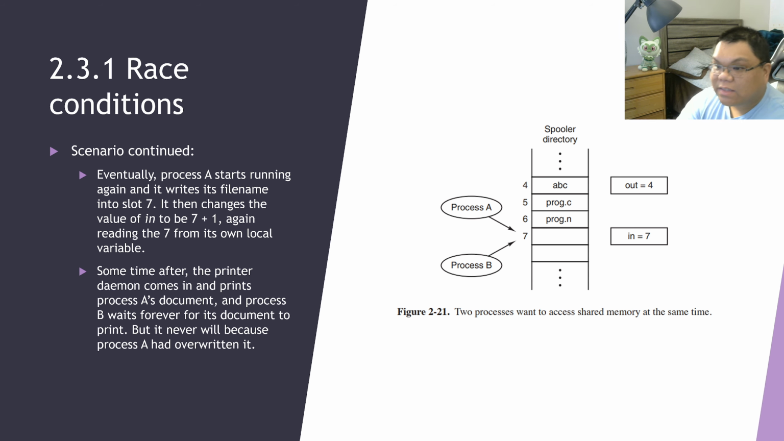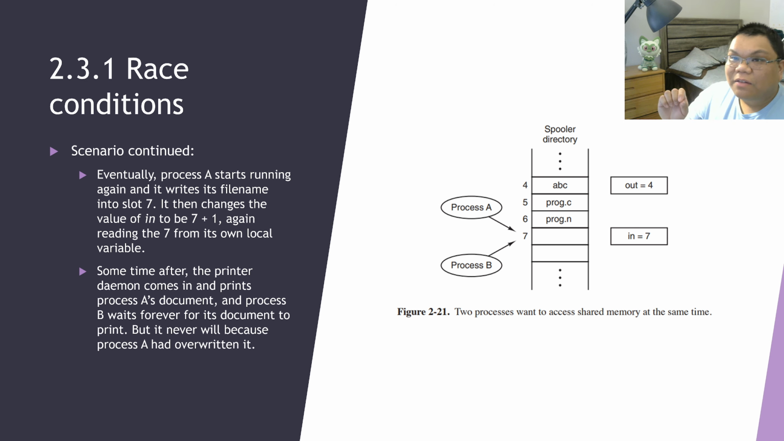Eventually, process A starts running again. But it has in its local variable the in value of what it was before process B had changed it. So it's still holding a 7 in its own local variable. So process A thinks that the next available slot is slot number 7, even though it's slot number 8. Process A never got that updated value. So it's going to write its file name into slot number 7. But process B had already written something in slot 7.